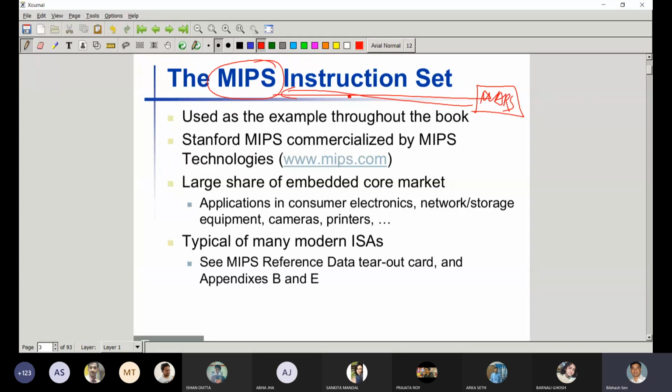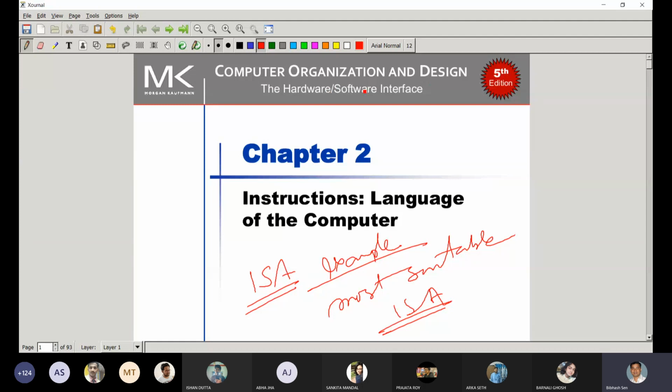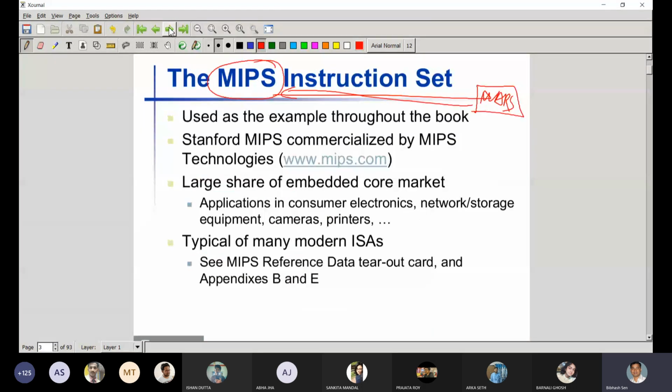It is used as an example throughout the books. Just remember this point. In our books, I told you we are following Computer Organization and Architecture by Hennessy and Patterson. In the entire book, they follow this architecture. Though it came from Stanford, MIPS is recently commercialized by MIPS Technology, because MediaTek, a semiconductor company, partnered with Stanford, and now they are commercializing the MIPS architecture.